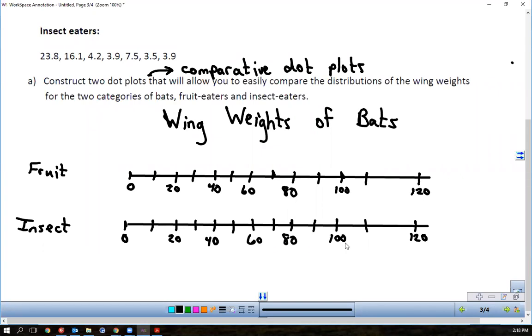Okay. For the sake of time, I'm going to plot the insect eaters, walk y'all through those, and then the fruit eaters, I'm just going to place the points on the graph so we can get down to part B. Does that sound good? I'll walk y'all through the insect eaters. Fruit eaters, I'll just say, okay, this is where they should be.